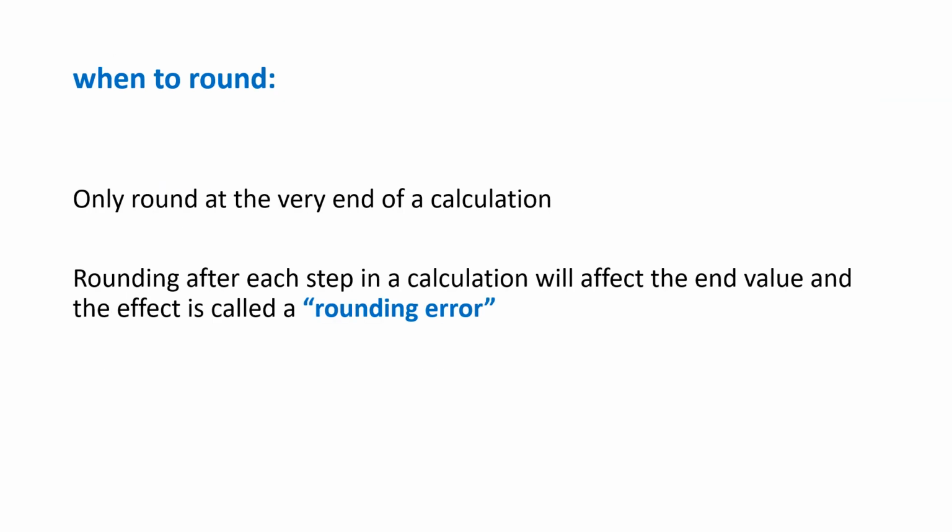So when would we round? Here is the bugbear of chemistry teachers. You only round at the very end of a calculation. Rounding after each step in a calculation will affect the end value. And that effect has even got a name. It's called a rounding error. So please don't do that for your own good.